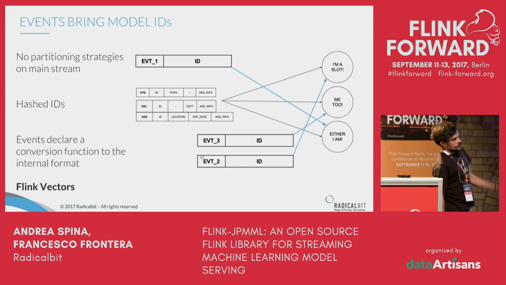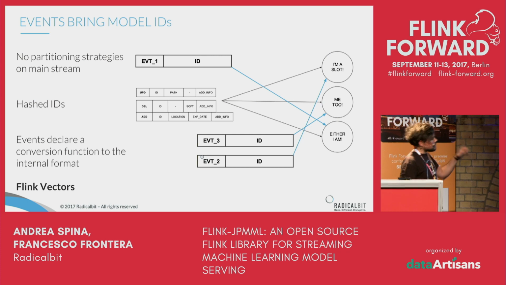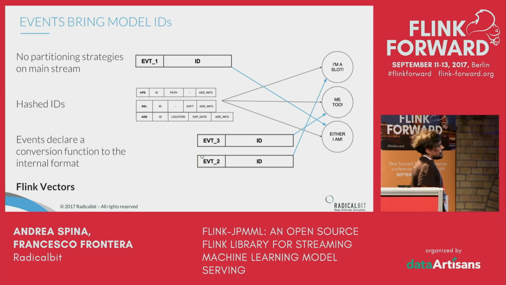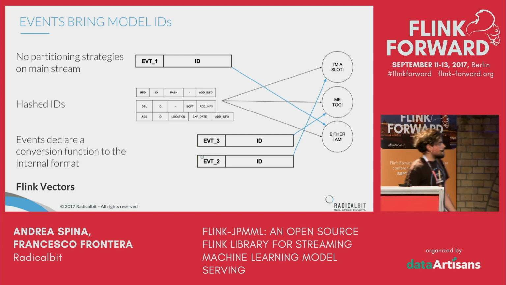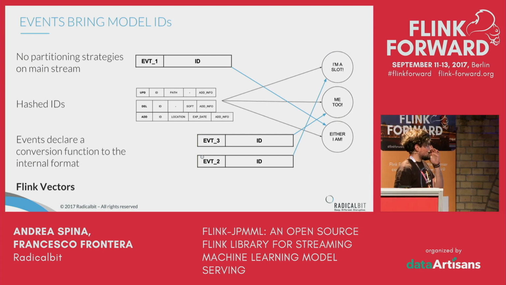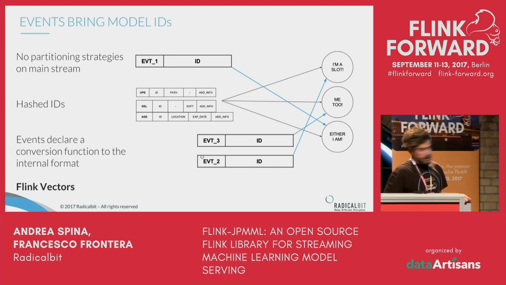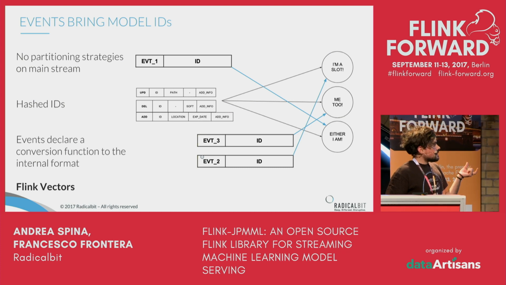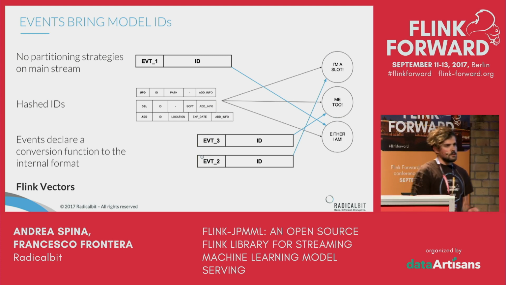Okay, what about events? So the events basically are free to go to the operators, in terms of the stream is not keyed, so the stream partitioning strategies of Flink will decide where these events should go. And each event is enriched with a suffix which brings the model ID. So basically what happens is that the events are leading the loading of the model, the uploading of the model. The event then must be enriched with a sort of converter function in order to be ported in an internal format, which is a Flink vectors one.